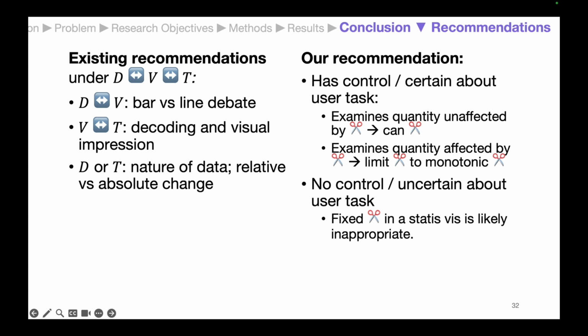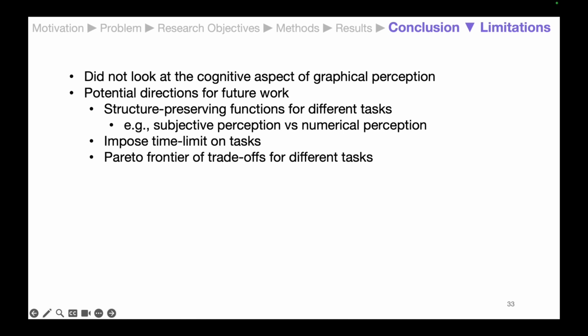In other scenarios, when the designer does not have control over user tasks or is uncertain about the tasks that the visualization would be used for, then fixed truncation in a static visualization, such as those tested in this paper, is likely inappropriate. However, other approaches that use interactivity to gain the potential benefits of truncation without introducing deception may be effective. In terms of limitations, we did not look at the cognitive aspect of graphical perception, and we foresee several possible directions for future work, including considering structure-preserving functions for different tasks, imposing time limits on our tasks, and considering Pareto frontier of trade-offs for different tasks.